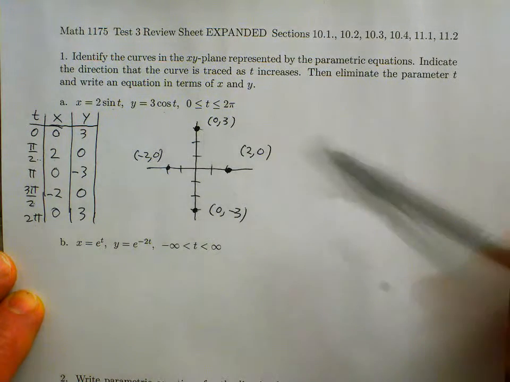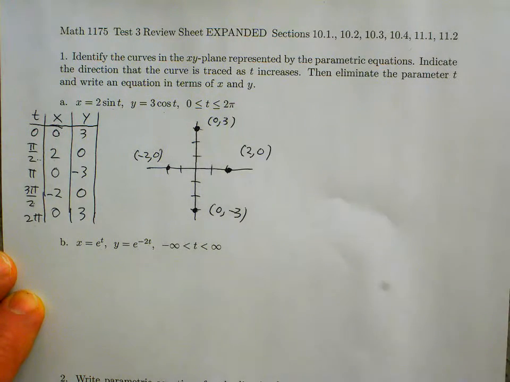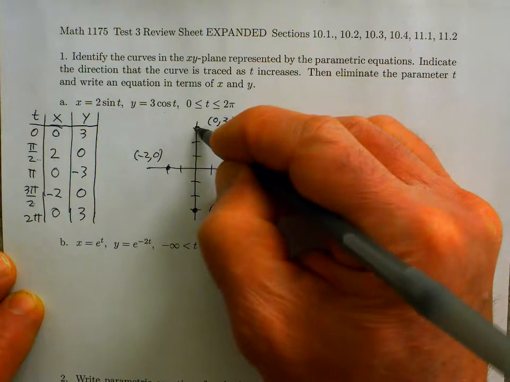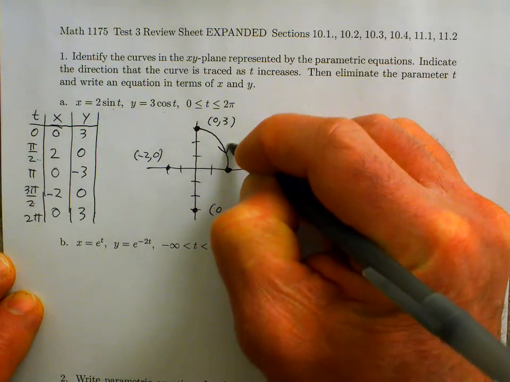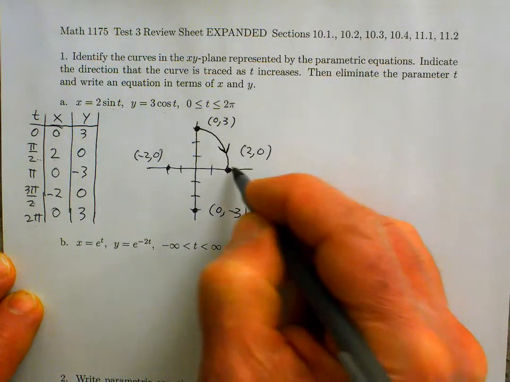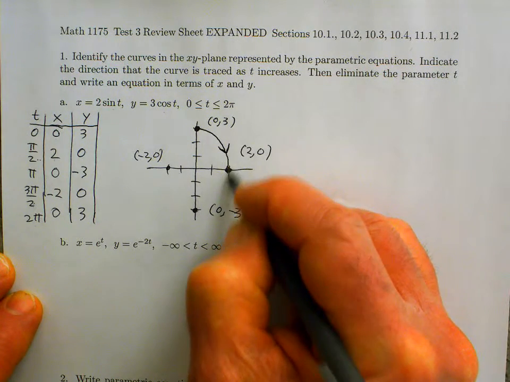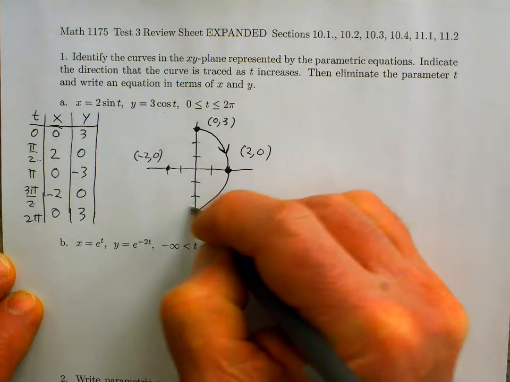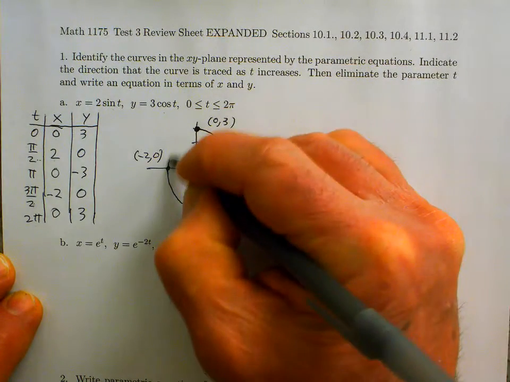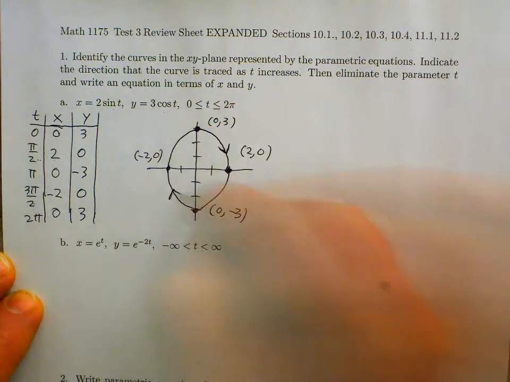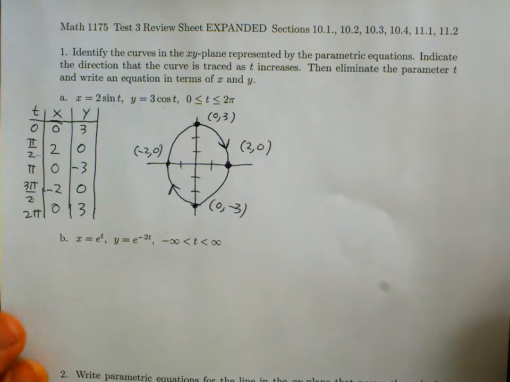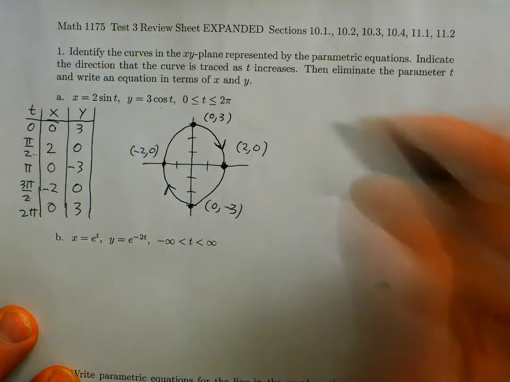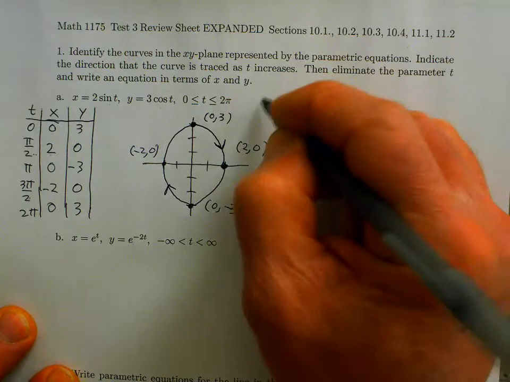So the initial point and the terminal point are the same point, but the direction of the curve is clockwise. So this is a rough sketch. Do you recognize that figure or what it's supposed to be? It's an ellipse. That's what it's supposed to be, an ellipse.